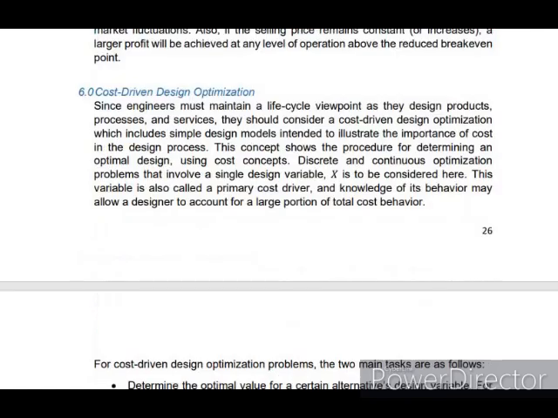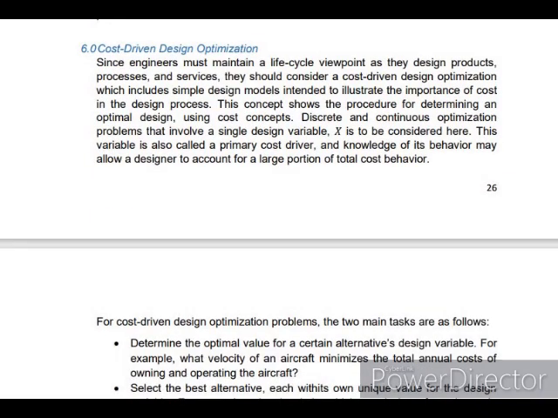Okay? Next, 6.0, Cost-Driven Design Optimization. Since engineers must maintain a life cycle viewpoint as they design products, processes, and services, they should consider a cost-driven design optimization. Because a product or a service that doesn't have a cost-driven design will not have an optimal result.